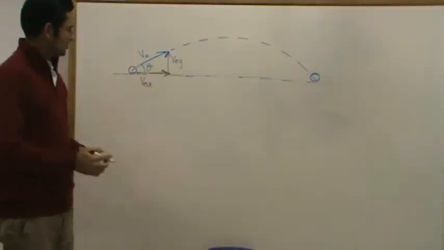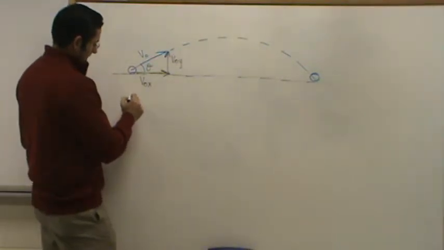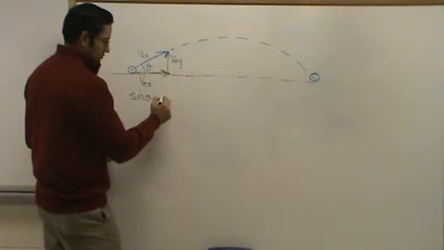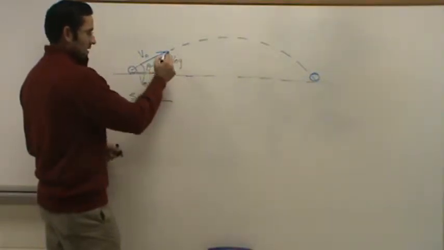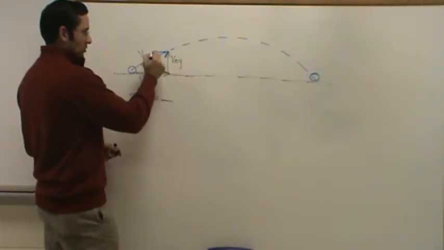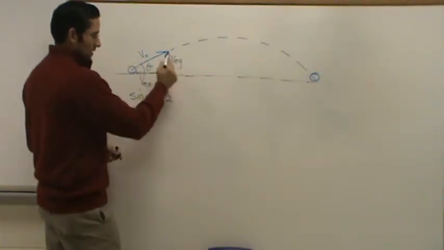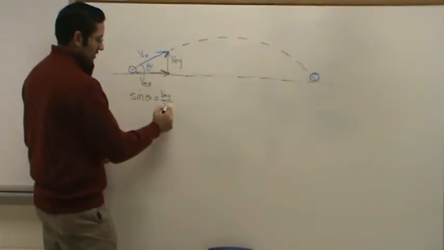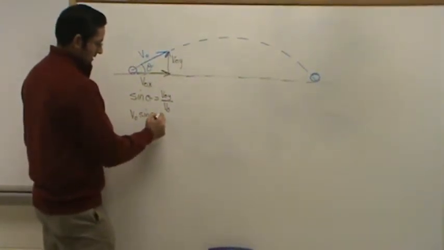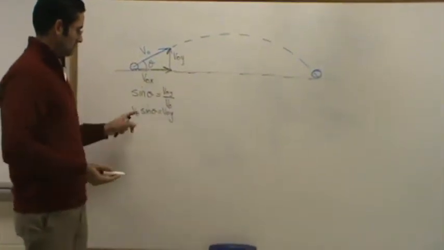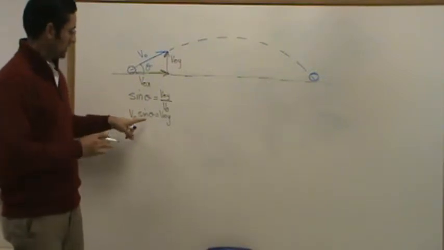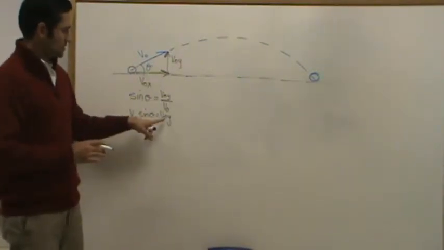How do you do that? You're going to use your trig functions. If I remember correctly, cosine theta is adjacent over hypotenuse, and sine theta is opposite over hypotenuse. So V0y is my opposite side, and my hypotenuse is V0. So I bring the V0 over. V0 sine theta gives me my V0y. My initial velocity times sine of the angle it's being shot off at equals the initial vertical velocity.